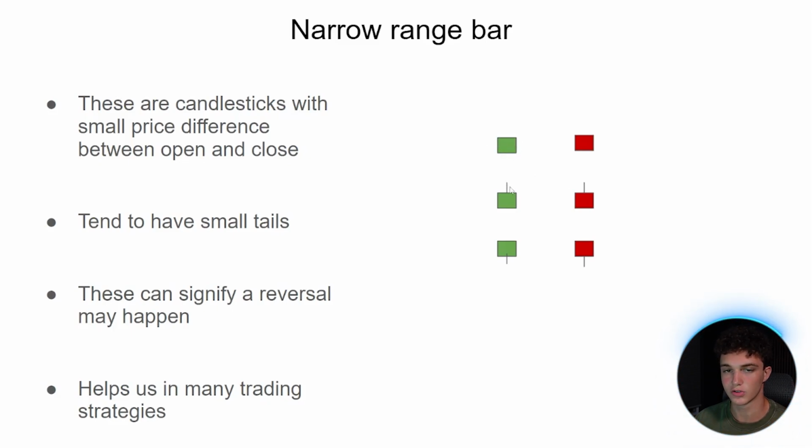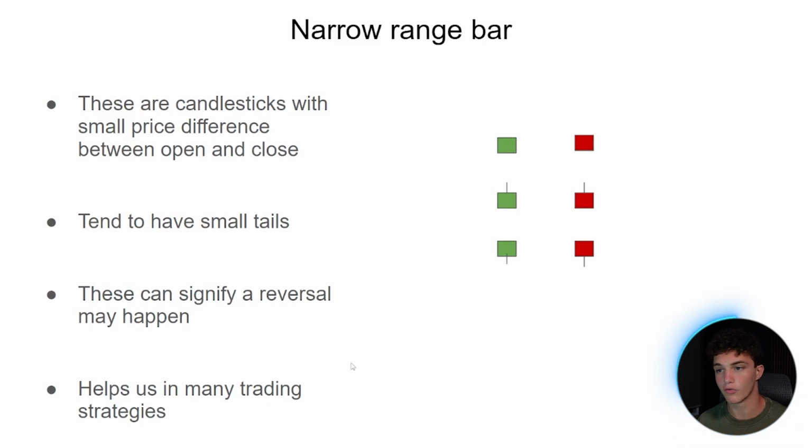These ones also tend to have small tails, and the wicks, the tails, tell us that the price moved to that area while that candlestick was being formed. So overall, these candlesticks don't move a lot. They're kind of sitting at the same price. And we like these candlesticks because they can tell us a lot of information. We'll get into it later, but these candlesticks can basically tell us when a reversal may happen. These candlesticks may tell us that momentum is running out because it's not moving a lot. The candlestick is very small. And they help us a lot in our trading strategies.